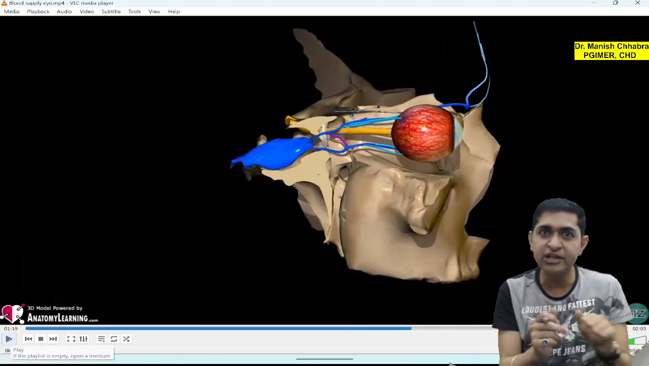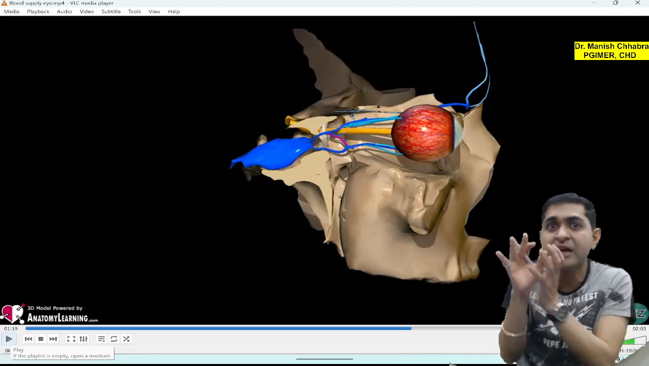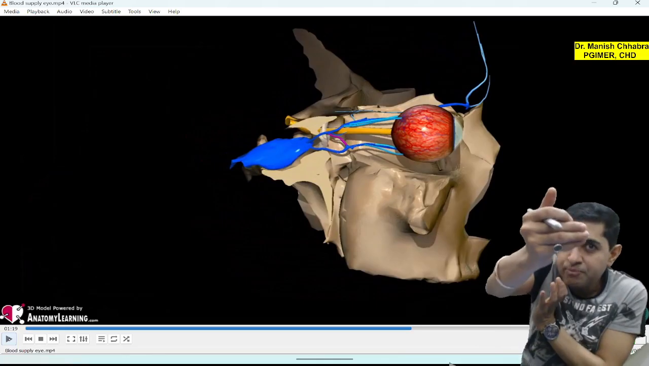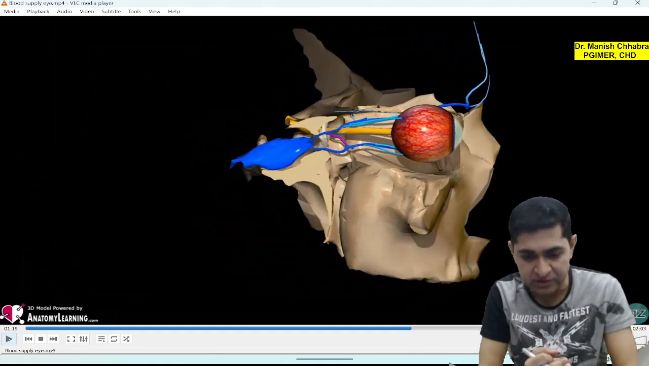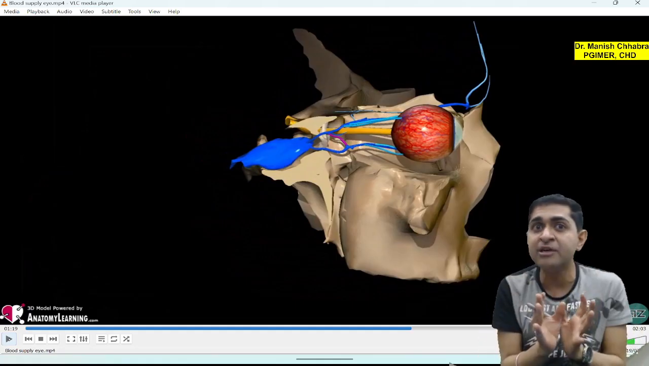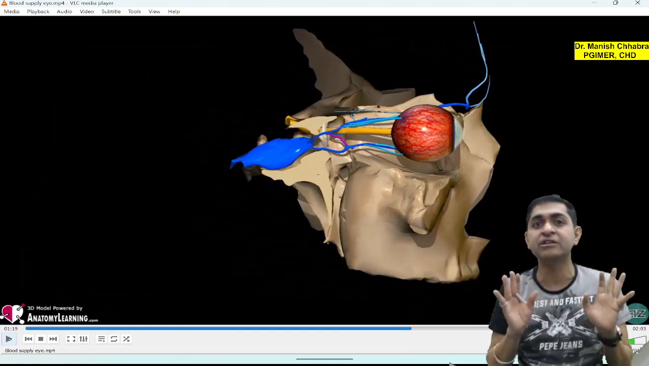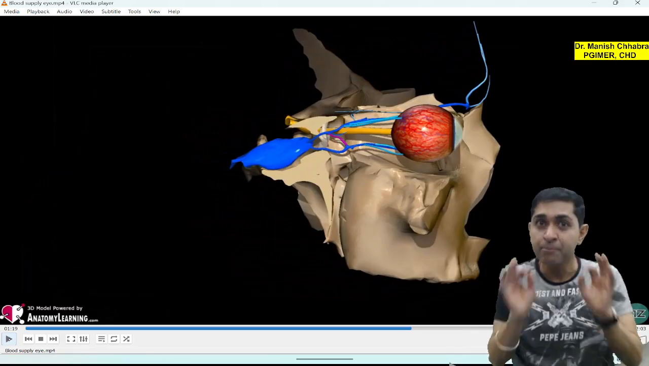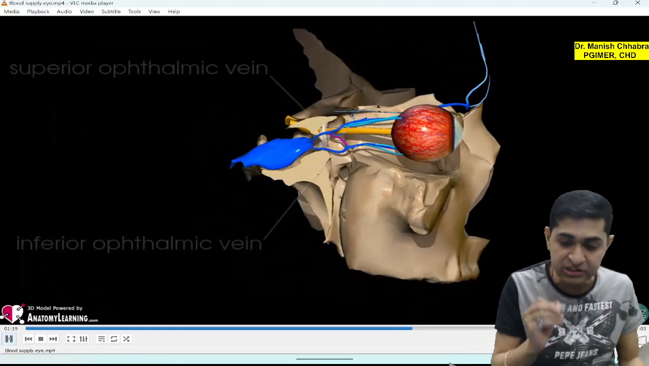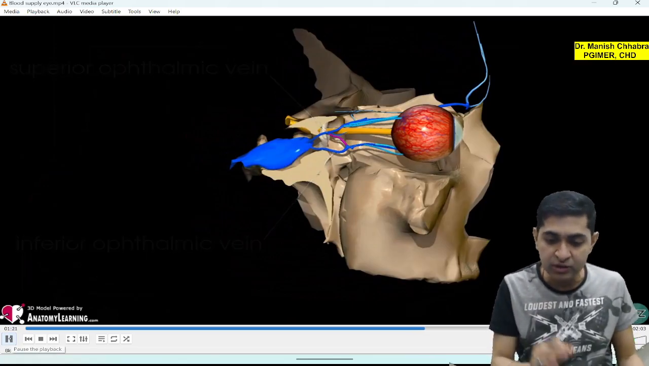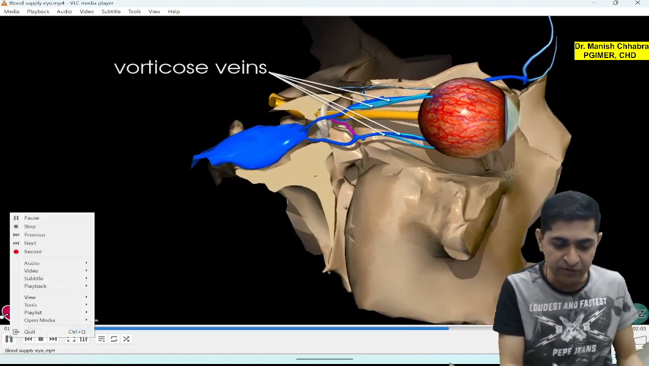If we talk about venous drainage, there are 2 veins which ultimately take the blood to the cavernous sinus. One is superior ophthalmic vein, another is inferior ophthalmic vein. They drain the blood from the eye, indeed, no doubts about it. But there are 4 more veins, that is your vorticose veins. You can see superior and inferior ophthalmic vein. Now there are vorticose veins which are 4 in number.